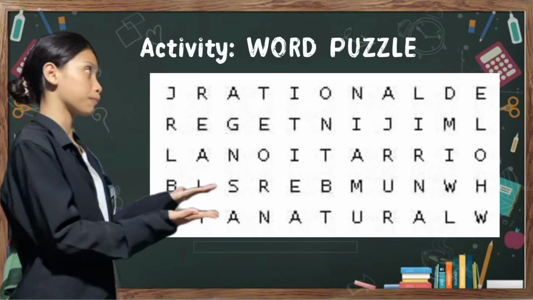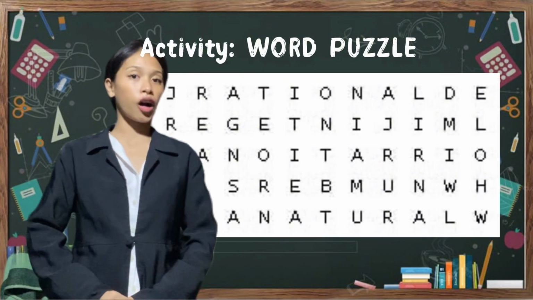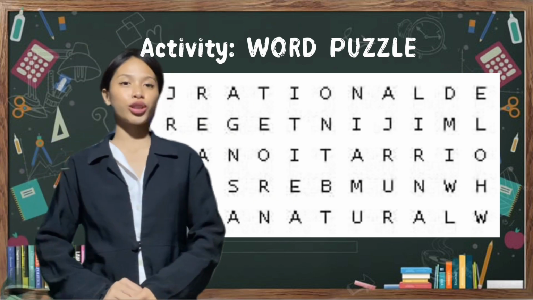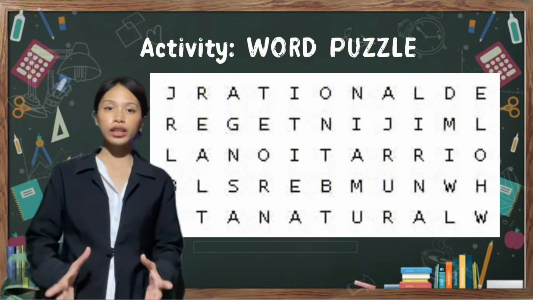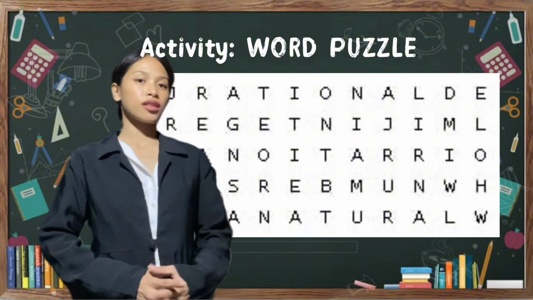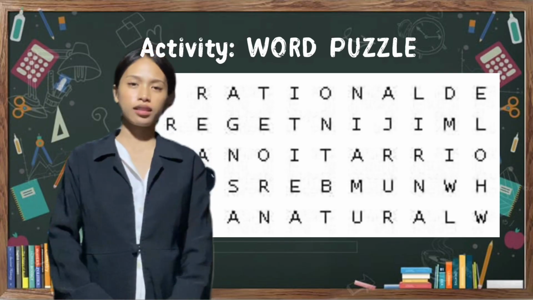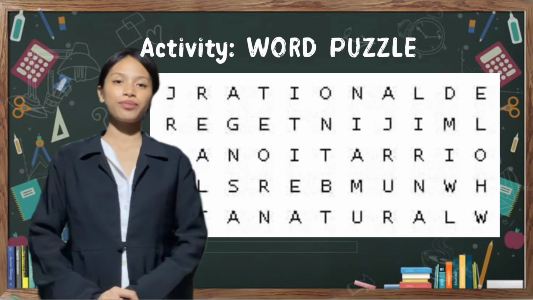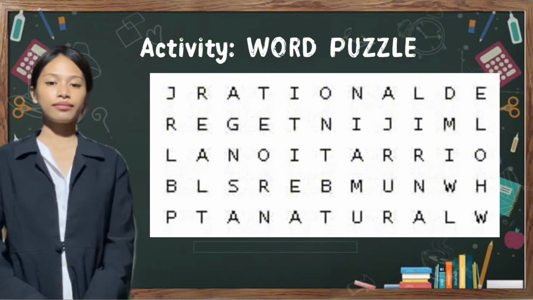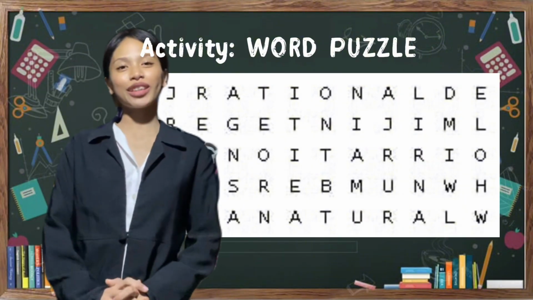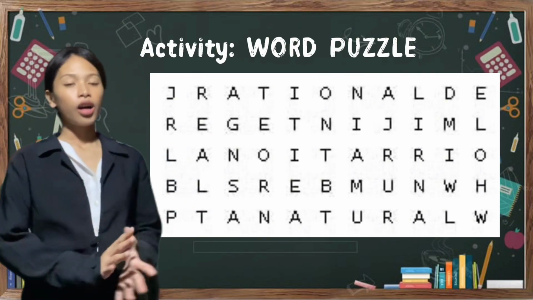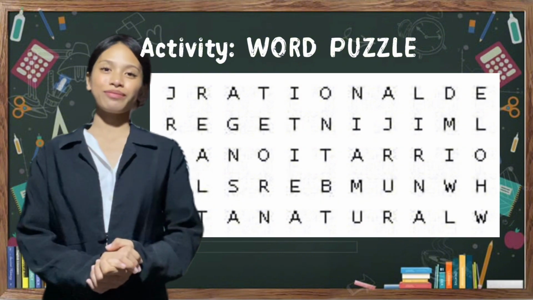So now, let's proceed. Today, I have here a word puzzle. Inside the puzzle, there are hidden words. Your task is to find and encircle the words. Look carefully. The words may go across, up, down, or backwards. Do you understand the directions? Very good. Now you may start. Time is up, so let us check your answers. Who can share with me here in front about one word you found?